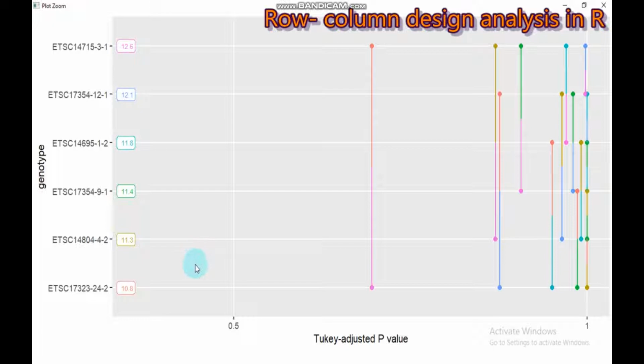To say there is a statistically significant difference, this graph would be around 0, or less than 0.05, but it is far from 0.05, even far from 0.5. So our result is still correct, and this graph also shows that there is no statistically significant difference among our genotypes.